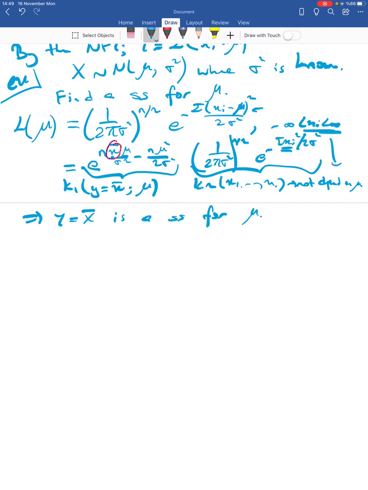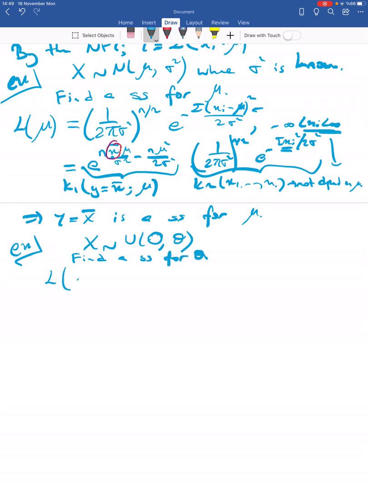of mu also, or they are mixed together. Now let's consider this example, again the uniform example. Here the range of x depends on the parameter. So find a sufficient statistic for theta.